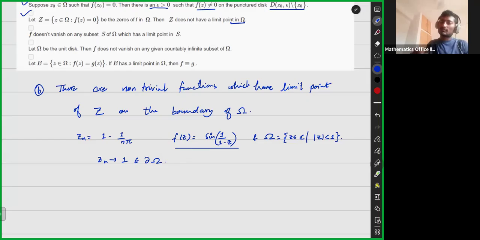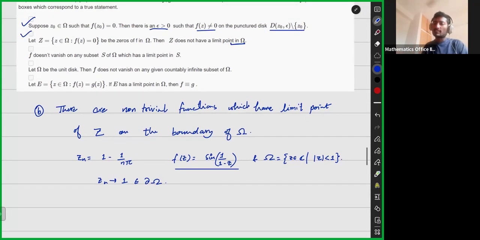So this is an example which you should remember. If the zeros have a limit point inside omega, then the function will be zero. So f doesn't vanish on any subset that has a limit point. Yeah, this is what option B is. So B and C are almost the same.